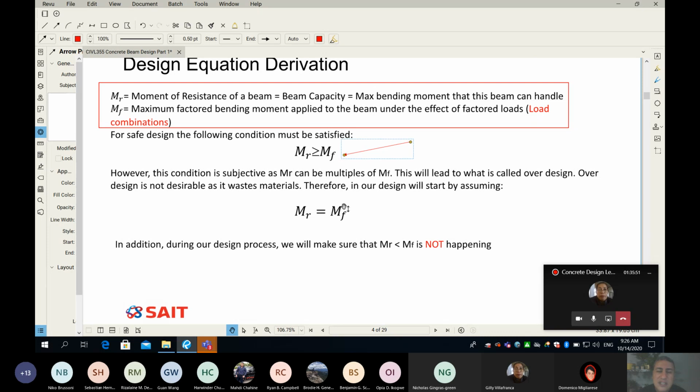However, there's a statement here. The way it is mathematically written is very subjective, because MR can be twice or 3 or 10 or 20 or 100 times more than MF. And what does it mean? It means this is called over design. It's overkill. If I make my beam resist 400 and the moment that comes from the load is only 100, it means my beam has 4 times the MF. So this is very subjective, and this will lead to waste of material.